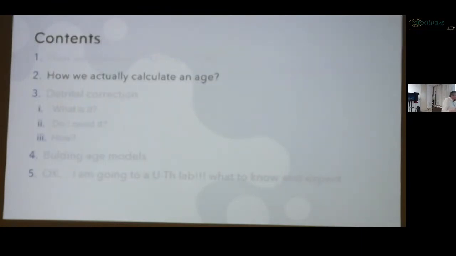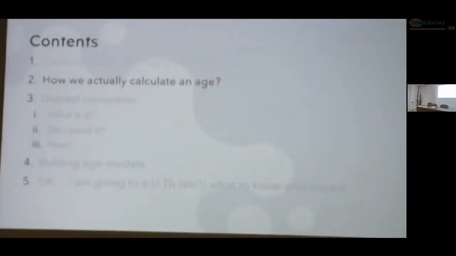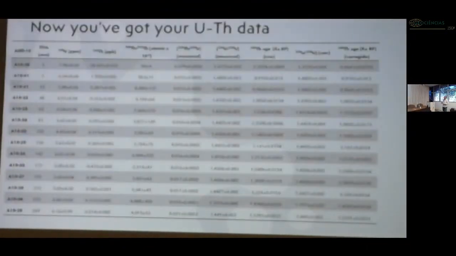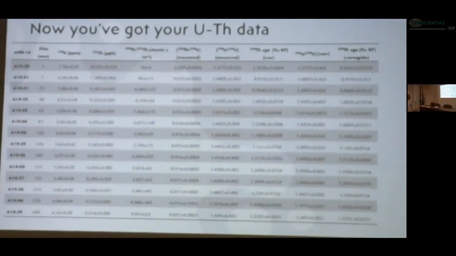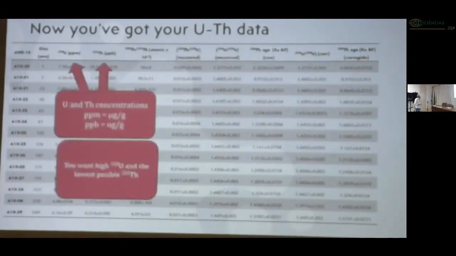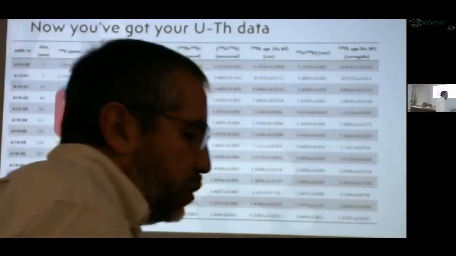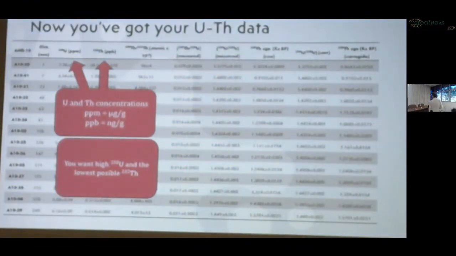So now we have uranium and thorium separated. We have put it through the mass spectrometer, and boom, you got your data. How do we get from this to here? And this is going to take us a good part of the next hour. You have your data, and you have uranium and thorium concentrations. You're looking at your data. You want as much uranium as possible and as little thorium-232 as possible. Why? I'll tell you in a second.